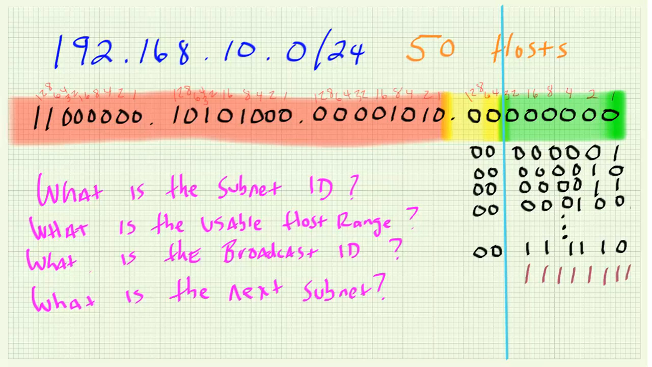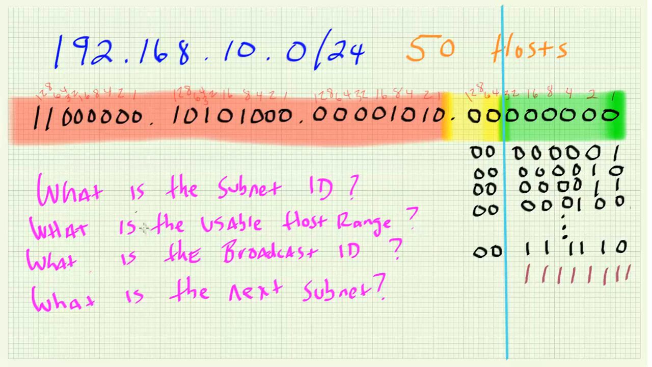So let's see if we can answer those 4 questions that we posed in the beginning. First, what is the subnet ID? Well, we take what we're given, which is 192.168.10.0, and we set all of the host bits to 0, and that is our first subnet. So what is that? Well, that's what we see right here. 192.168.10.0 is our first subnet. But is our first subnet 192.168.10.0/24? Well, no, it's not, because /24, that's the whole thing. That's what we were given.